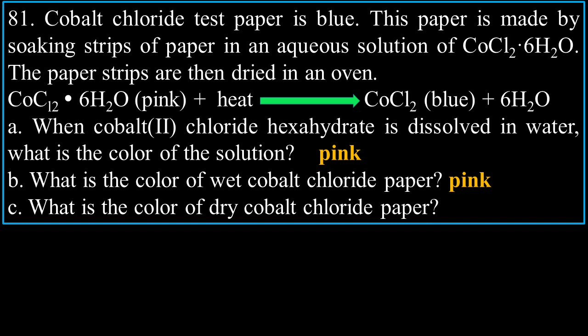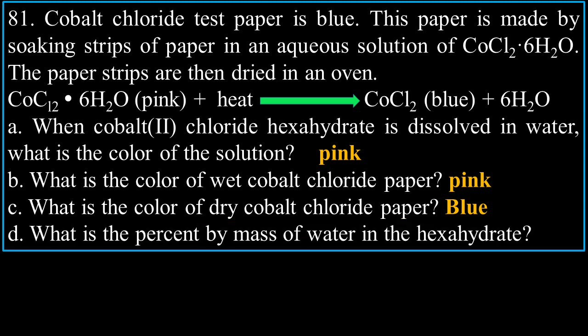Well, it was pink and now it's blue. So it turns between pink and blue. It says cobalt chloride test paper is blue. It's blue when it's dry. When you drive the water off, it turns blue, such as in the equation. Okay, and I think that might be it for that. Let's see. Oh, we have one more.